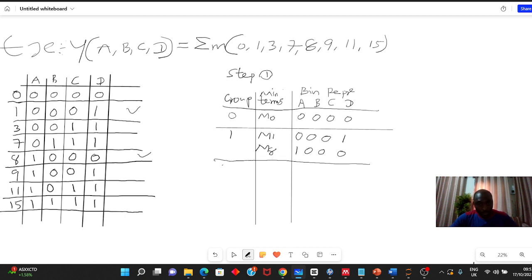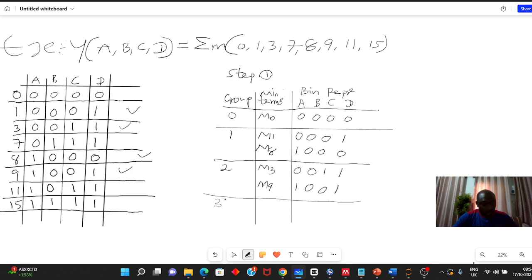So we'll go to the second group, the group of twos. That is the ones with two ones. So for the ones with two ones, we have M3, and the binary representation is 0, 0, 1, 1. So M3 has two ones. So let's see, two ones at M9, right? M9, the binary representation is 1, 0, 0, 1. So let's see, is that all with two ones? M3, two ones, M9, two ones. So that's all we have for the group of two.